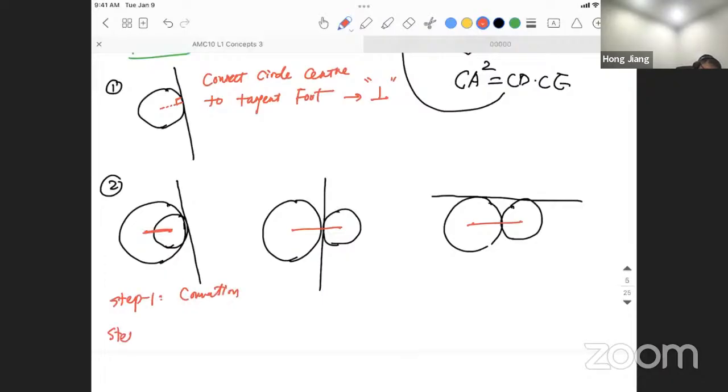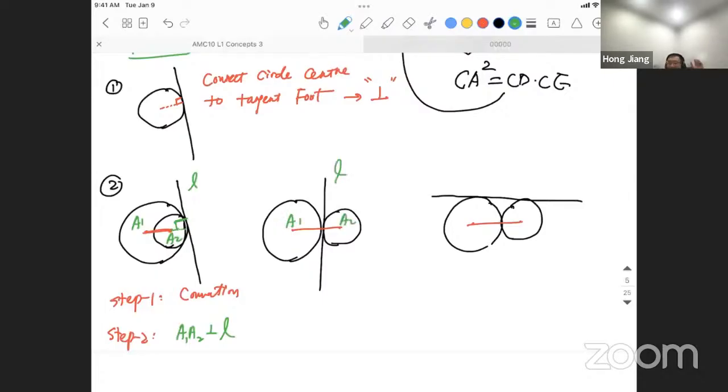And then your step number 2 really depends on different patterns. For the first pattern, if you extend the line connecting the circle centers to the tangent line, you will automatically have A1, A2 perpendicular to L. A1, A2 perpendicular to L. What about the second one?